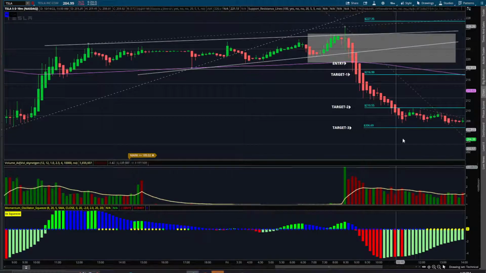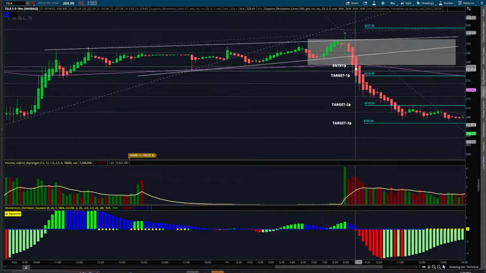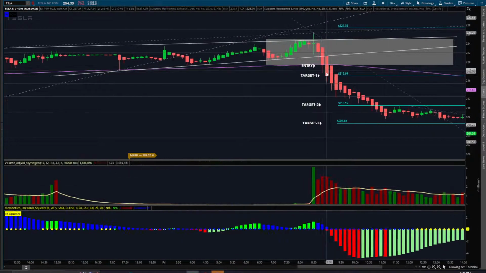All right. And so basically, the way you trade the 10-minute is you look for a flat top, right? This is a flat top right here. And then we look for a retracement to the upside of that candle. And you're like, what?